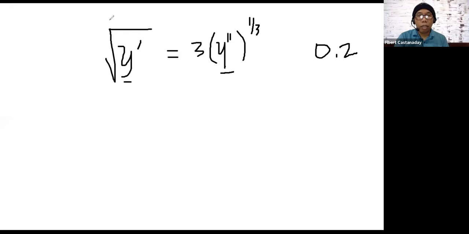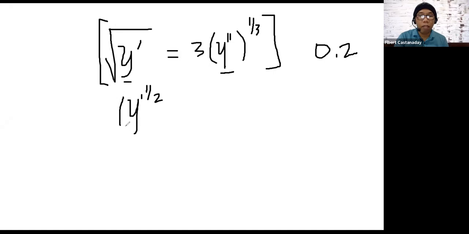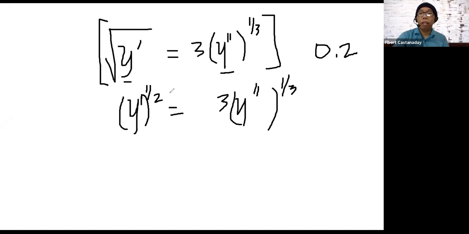Now, since there is a radical sign here, a radical symbol, and fractional exponents, so we should eliminate what? Ano yung radical na to? Radical means y prime raised to 1/2. Okay? So y double prime raised to 1/3. So we will make the exponents, diba, whole numbers. So how can we do that?